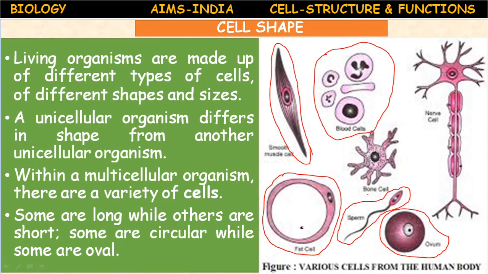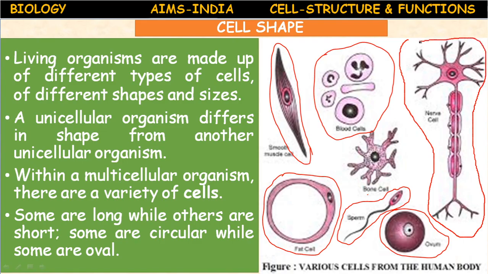So different cells in the body, or the various cells from the human body, if you take, they are of different shapes and they perform different functions. But one thing you have to remember, the structure is related to its function. For example, this neuron, it's long and slender. The main function of this neuron is it will transmit the information in the form of electrical impulses from brain and spinal cord to different organs. So its structure is related to its function.